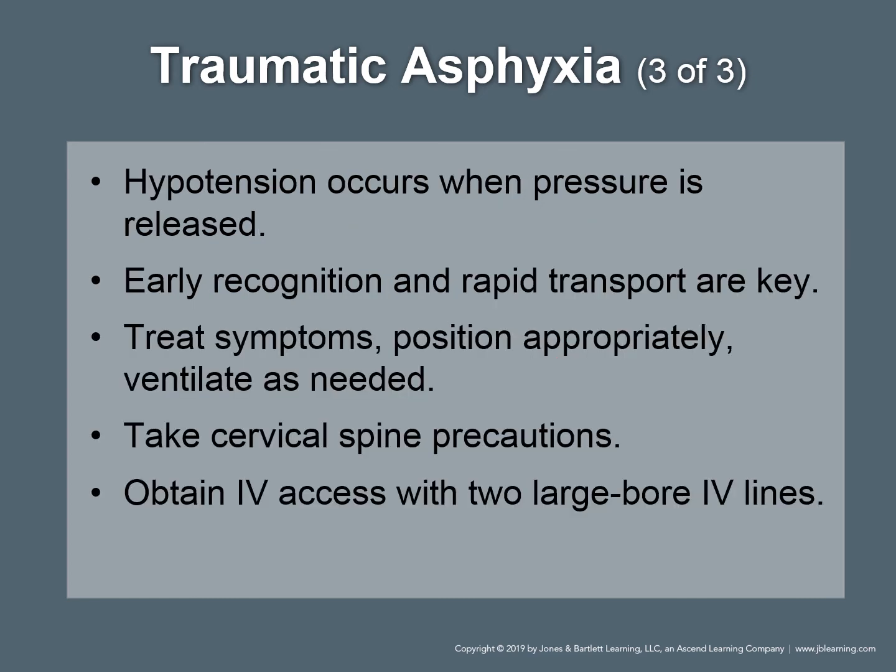Hypotension occurs when the pressure is released. Usually these patients are dead. But if they're still alive, when you roll the dash or pry the steering wheel off, they're going to get extremely hypotensive. You have to rapidly transport these patients to the hospital, treat your symptoms, take C-spine, obtain IV access with two large bore IVs, and maintain perfusion. The treatment for traumatic asphyxia is to increase preload.